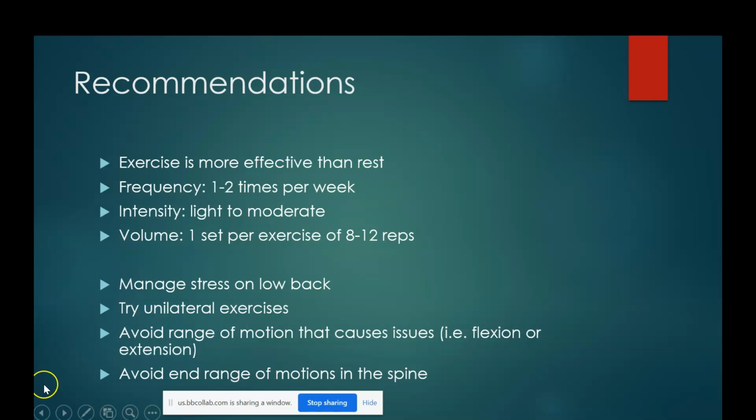So what can we do to manage stress in the low back? One thing you've actually already learned and practiced in this class is to try more unilateral based exercises. Single leg exercises are great for training the lower body without putting so much stress on the low back. We'll go into examples of that, although you've already had a lot of examples. We want to avoid ranges of motion that cause issues, for example anything that causes excessive flexion or extension, depending on where the pain is. And we want to avoid end range of motions on the spine. That might mean for somebody going really, really low in a squat where they end up going into flexion, that's probably a no-no.